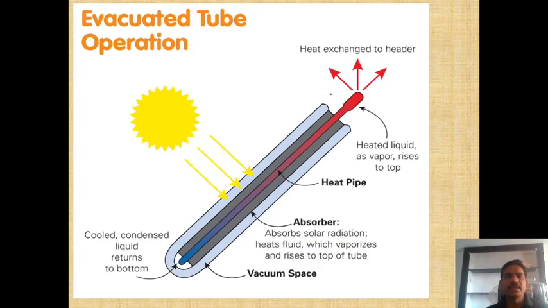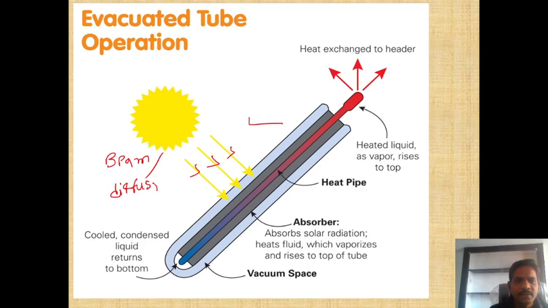If you consider this diagram, if you observe one portion of the evacuated tubes, this is the solar radiation. Both types of radiation come from the sun, beam as well as diffuse. This radiation is incident on these evacuated tubes. This is the absorber. The absorbed solar radiation hits the fluid, which vaporizes and rises to the top of the tube. Now, this portion is the heat pipe which carries the fluid. Okay. This is the cooled or condensed liquid returning to the bottom. This is the inlet portion.